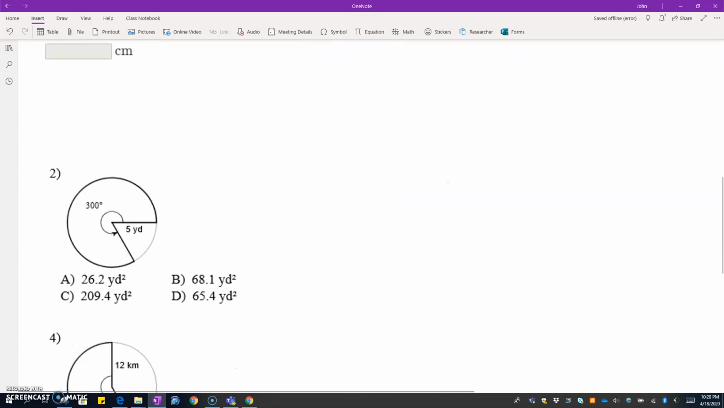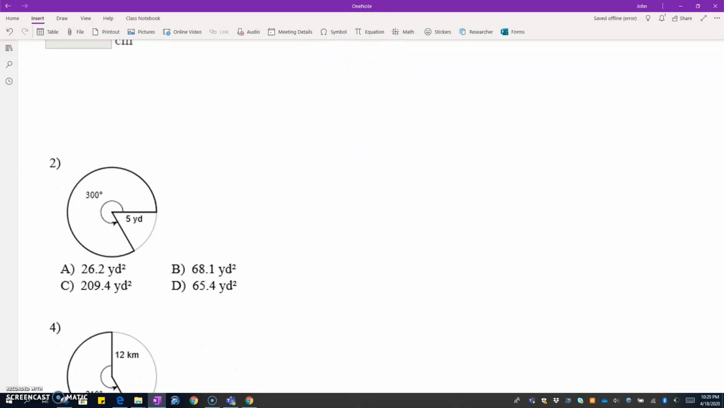The next one is area of a sector. For the area of a sector, we are going to be taking the area of a circle, which is pi r squared, and we're going to be multiplying that by some fraction of the whole circle. So in this first one, we're going to have 300 over 360, because it's a 300-degree central angle, and r is 5. So we've got 300 times 25 over 360 times pi.